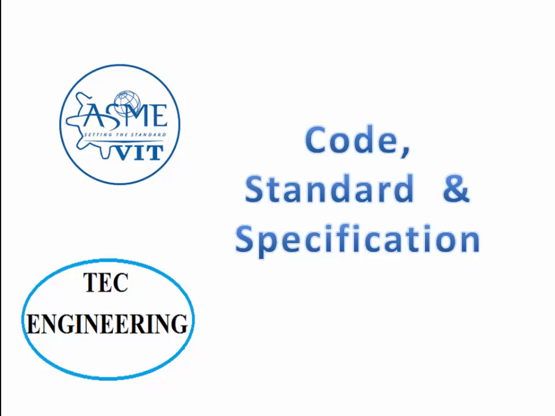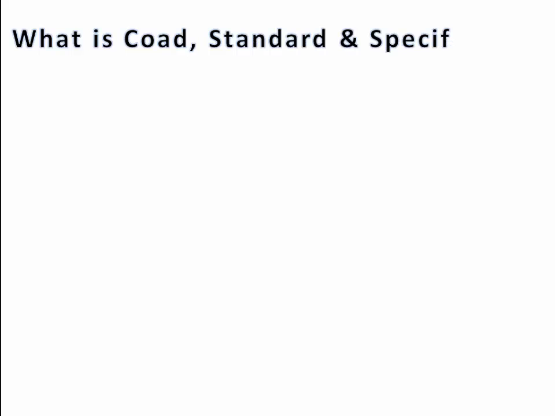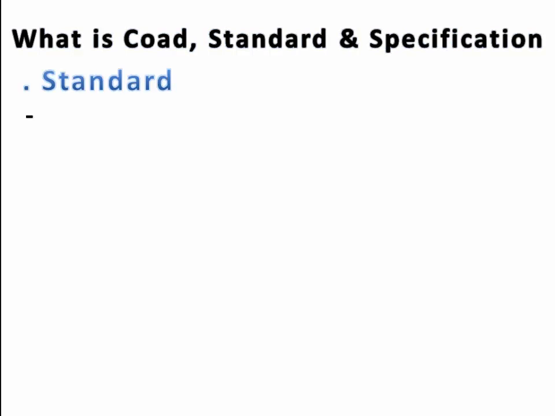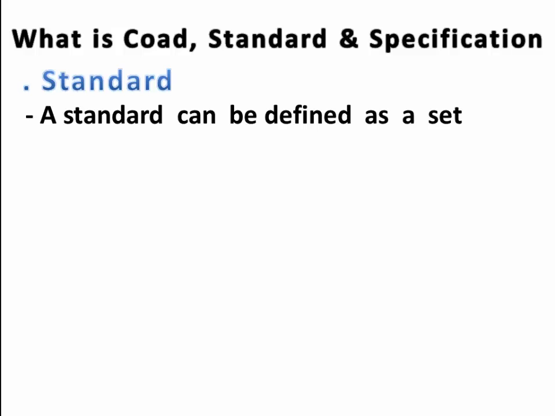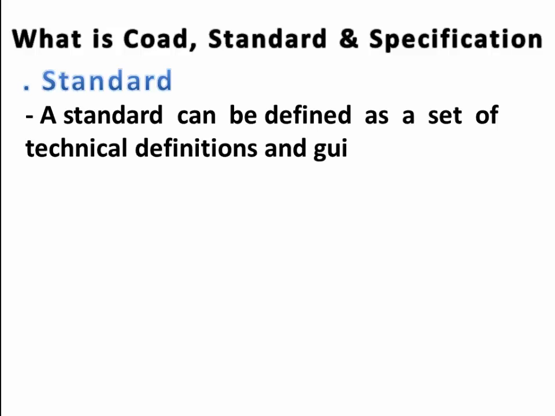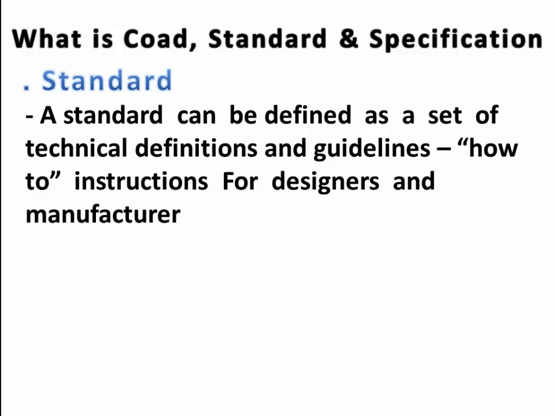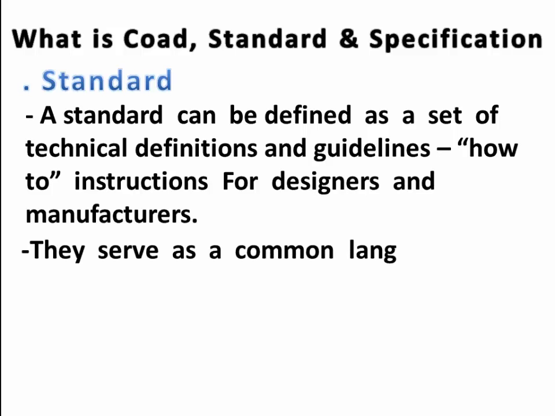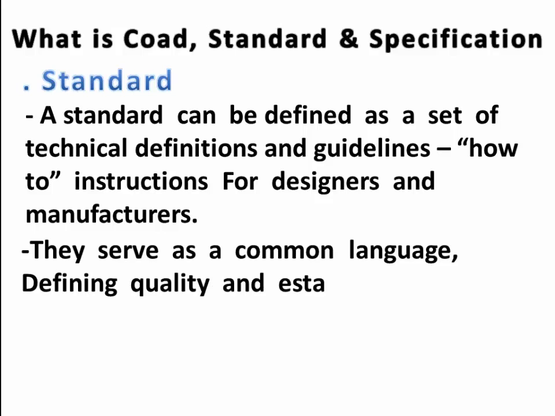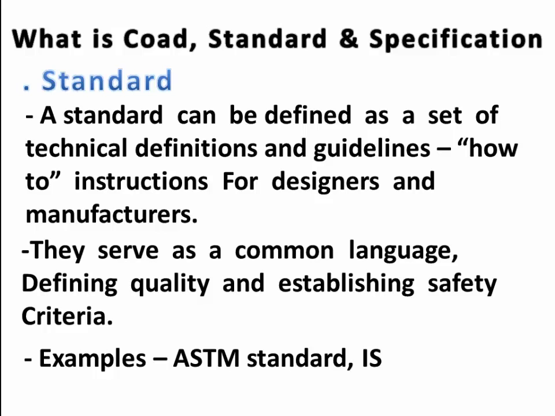Code, standard and specification. What is code, standard and specification? Standard can be defined as a set of technical definitions and guidelines, how-to instructions for designers and manufacturers. They serve as a common language defining quality and establishing safety criteria. Examples: ASTM standard, ISO standard.